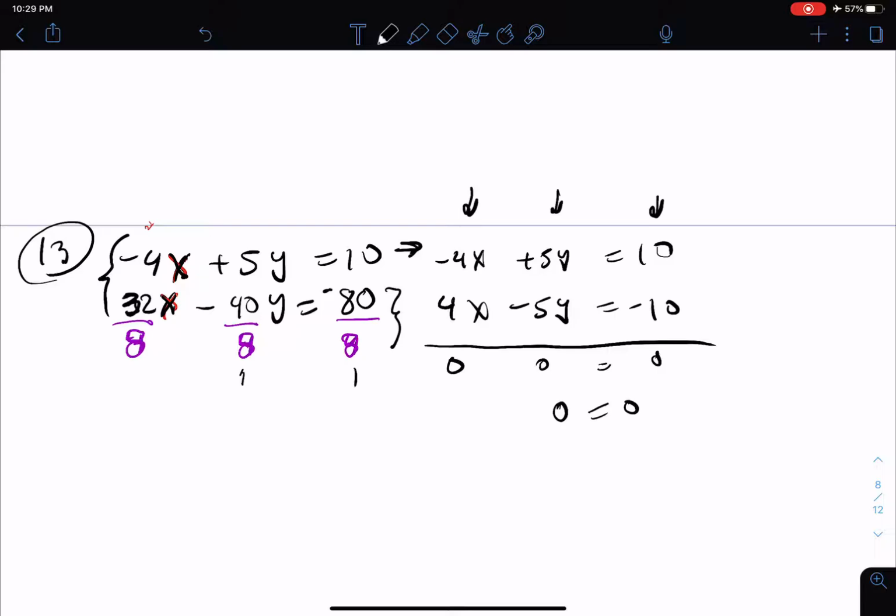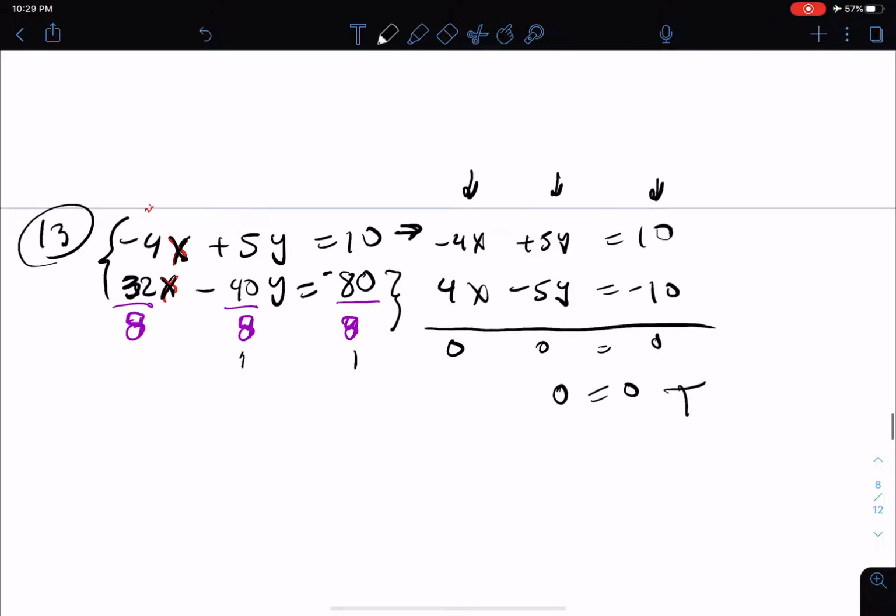Now, students at this step will freak out and start making up stuff. They say, oh, x equals 0. No. The x's and y's just canceled out, right? The question you want to ask is, okay, my variables dropped out. Do I have a true or false statement? Does 0 equal 0? Yeah, I got a true statement. What happens when you have a true statement? You have infinitely many solutions.